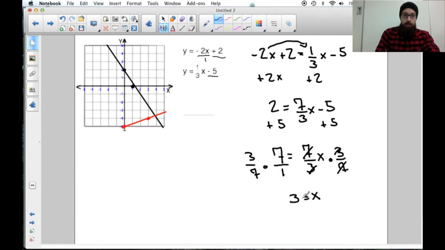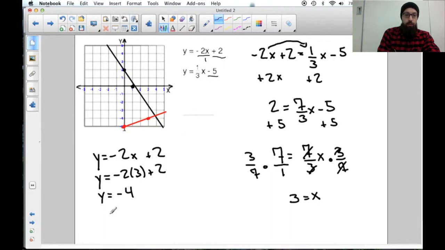Once we figured that out, we can figure out what our y is. We have our two equations. I can say y is equal to negative 2x plus 2, and replace the x with my 3. So y is equal to negative 2 times 3 plus 2. Negative 2 times 3 is negative 6, plus 2 is negative 4. That's my first equation.